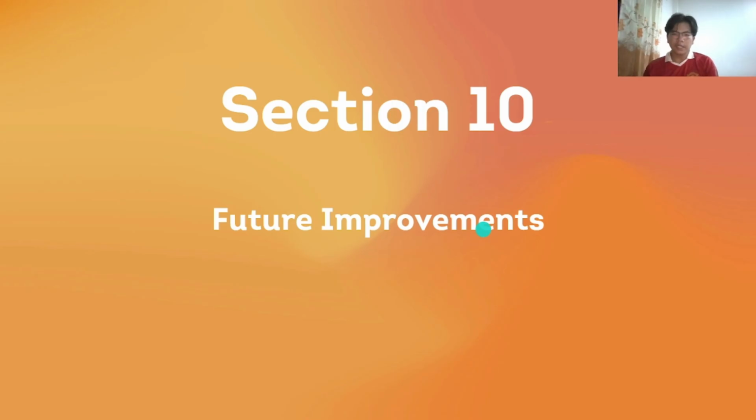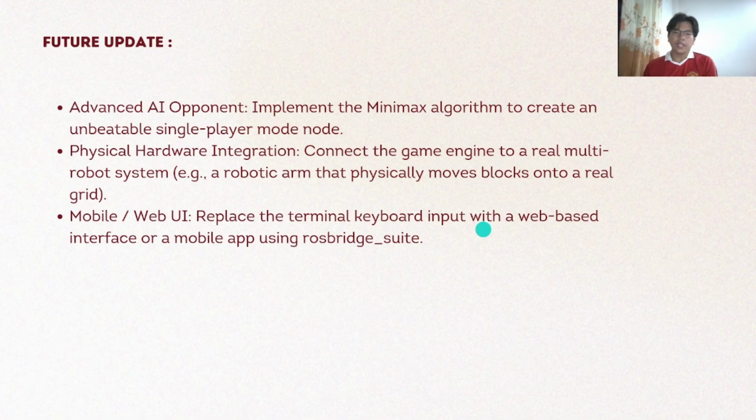And next, section 10 is future improvements. I think that we still have pretty big room for updates. In the future, I would like to do an advanced AI opponent, implementing the minimax algorithm to create an unbeatable single player mode node, so we have a buddy as an AI to play with us. We could also have physical hardware integration, connecting the game to a real multi-robot system, where the robot arm can physically move blocks on a real grid. That's a big dream.